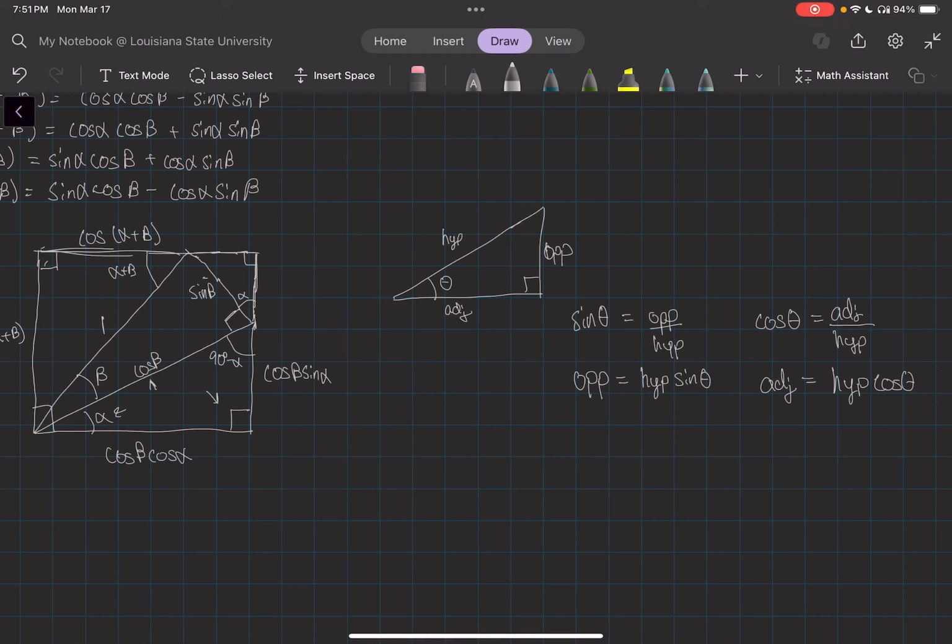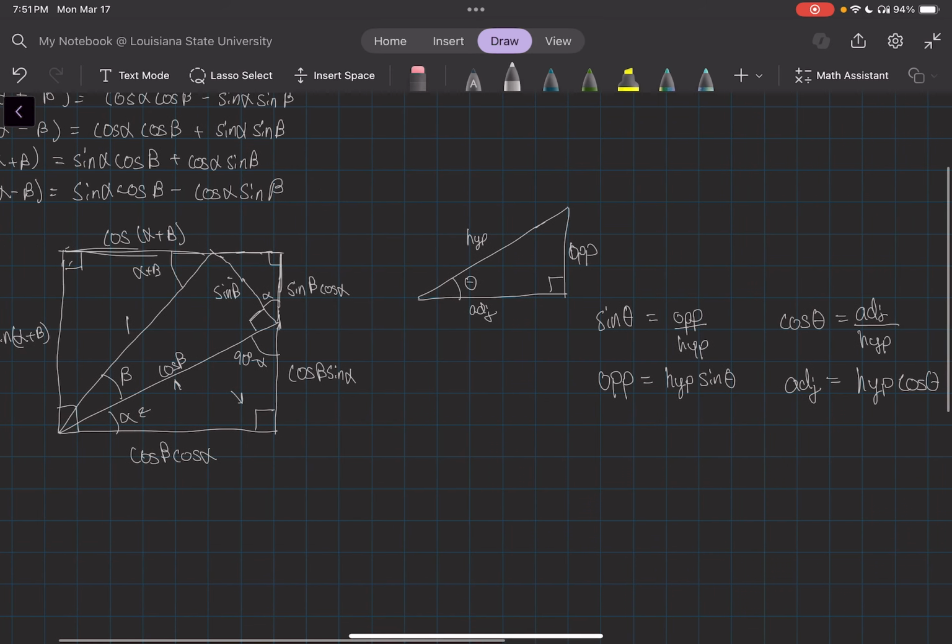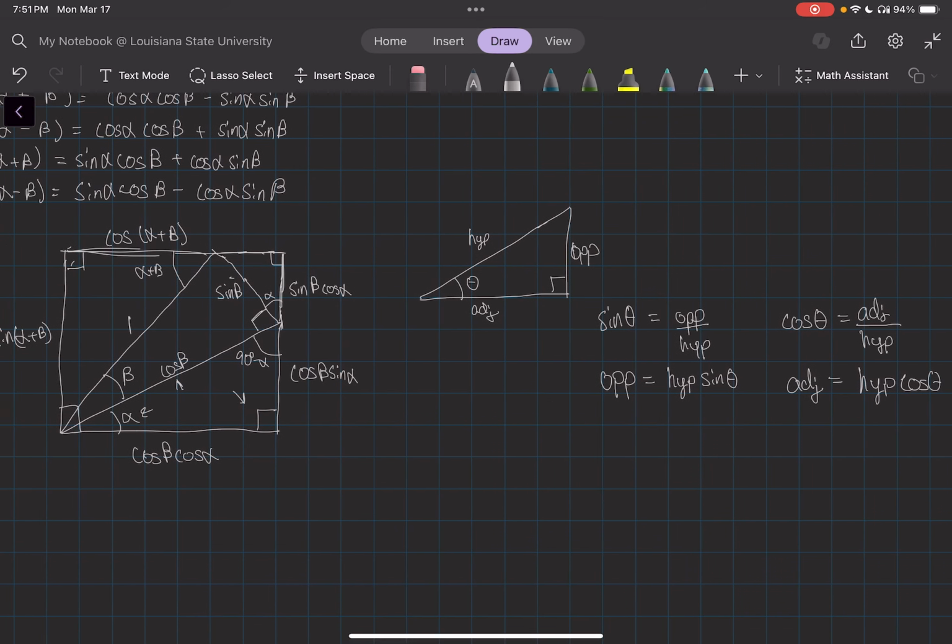And then similar to the last couple of sides, our hypotenuse is now sine of beta. So the adjacent side is going to be sine of beta multiplied by cosine of alpha. And the opposite side is now going to be sine of beta times sine of alpha.